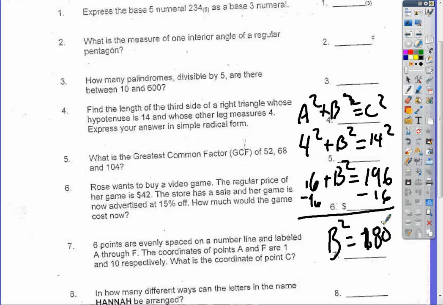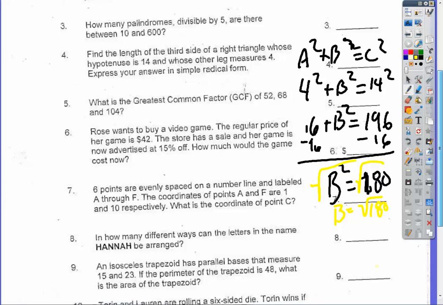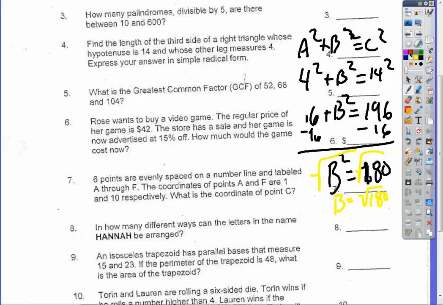The opposite of squaring something is taking the square root. So take the square root, so b is equal to the square root of 180. Now the trick here is this is not the simplest radical form. I saw many of you write the square root of 180, which is great, but it's not in simplest radical form. So we have to take it down to simplest radical form. What goes into 180 that is a perfect square? Well, I know 4 does, so let's start small.